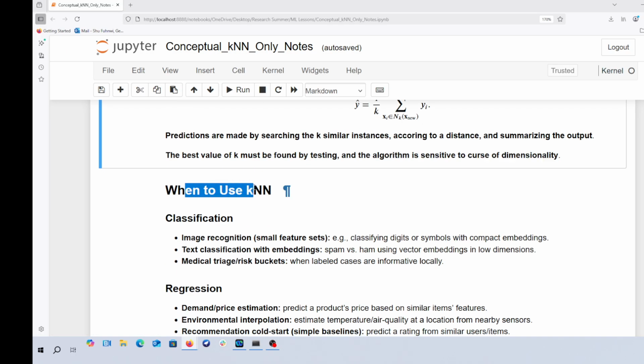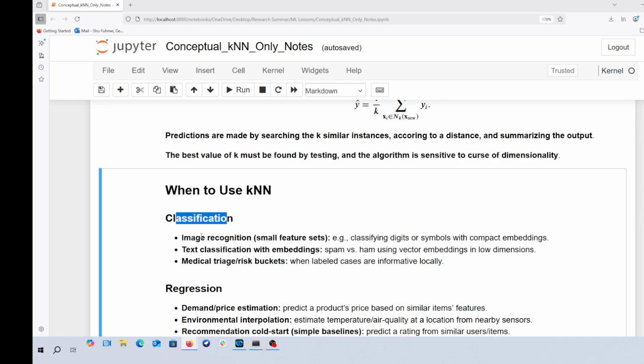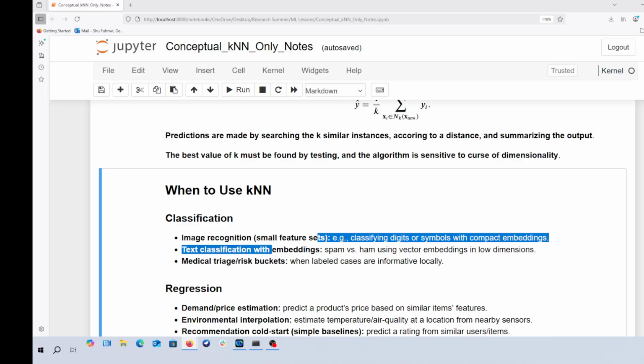So when do we use KNN? For classification problems, we can use it for image recognition, especially when we have just a small feature set, like classifying digits or symbols with compact embeddings. Also, we can use it for text classification with embeddings, like spam versus ham. Ham here is non-spam text, using vector embeddings in low dimensions. We are going to see how we can convert text into a vector space and then use KNN to classify whether a text is spam or non-spam.